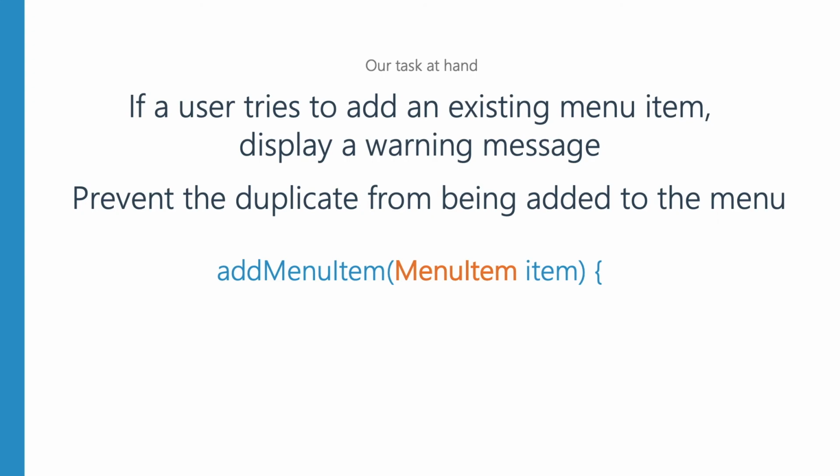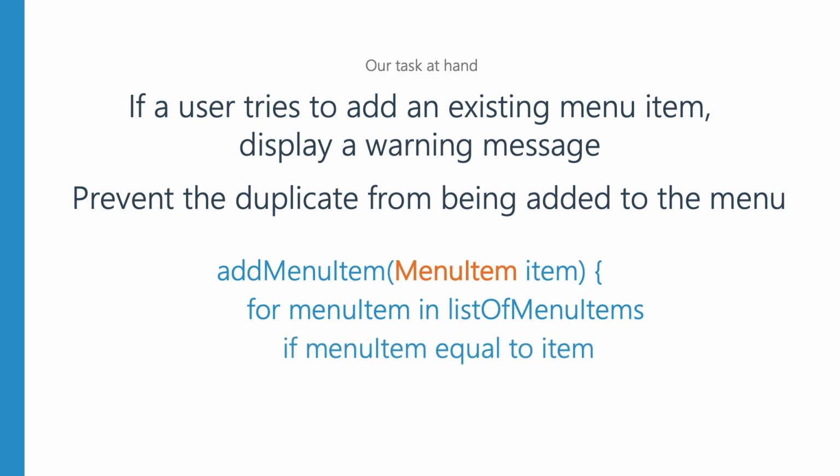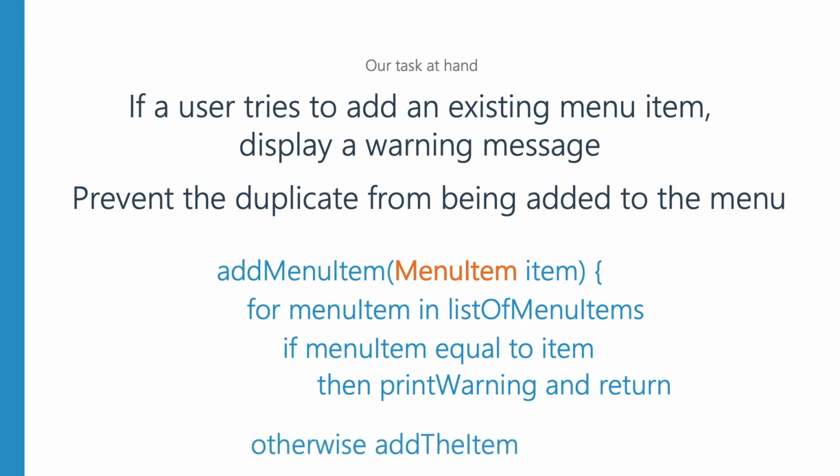So talking a little bit in pseudocode, what are we going to add to this method? Well, we need to make sure that this menu item being added does not already exist inside the list of menu items. So what we should do is loop through each menu item in this list and see if the menu item is equal to the item being passed in as the parameter. If one is equal to that item, then we need to print the warning and get out of this method, aka not add the menu item to the list. Otherwise, if we don't find a match, then we just add the item.